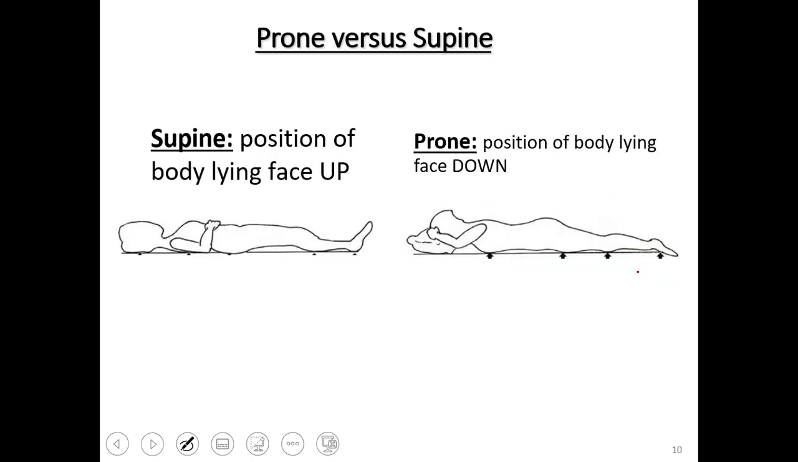There are two important positions. Supine position, the face is up, and prone position, the face is down. For example, if you want to study the back region or the gluteal region, what cadaver position do you need? Of course, you need to study that on a prone cadaver. If you want to study the abdominal region, you need to have a supine cadaver.